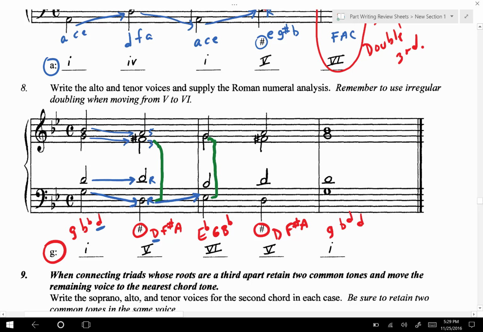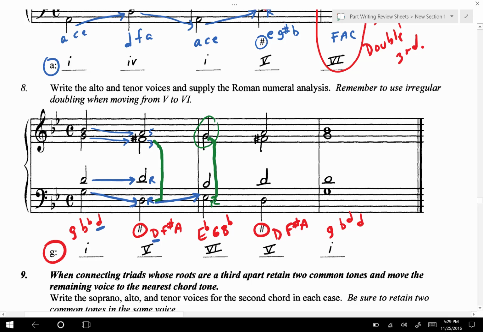Therefore, I have to double the third with the soprano with the alto. So the soprano and alto will both be singing the third there. And then the only chord tone that's missing would then be my tenor. I can put in the B flat right there.